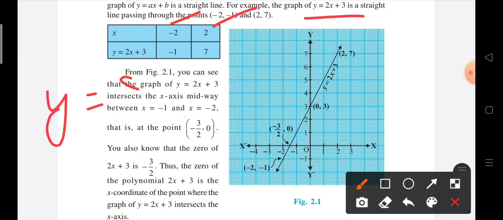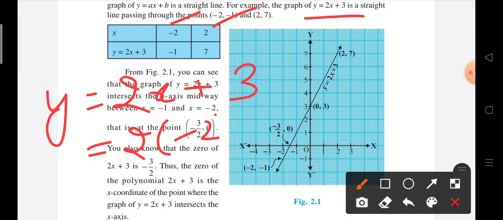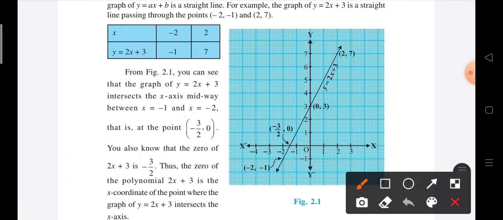y is equal to 2x plus 3. We took x equal to minus 2, so we place 2 into minus 2 plus 3, so it will be minus 4 plus 3, and it comes out to be minus 1, so it has been written over here. Similarly, when you place x equal to 2, you will get a value of y equal to 7. Now you plot these values on the graph. So it is over here: minus 2 and minus 1, and 2 and 7.